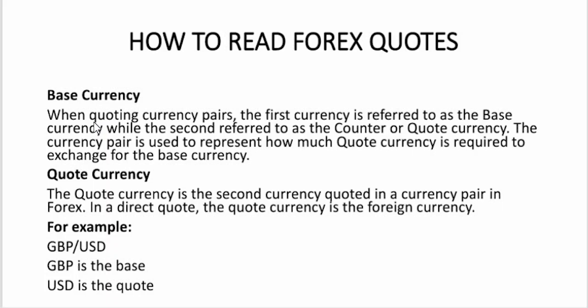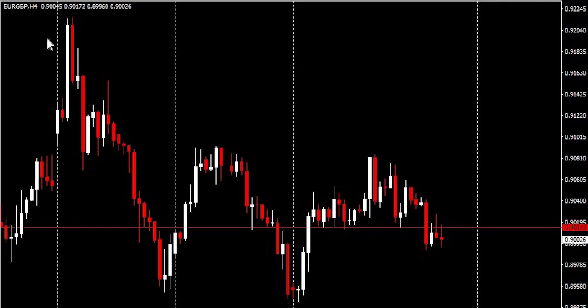How to read Forex quotes. When quoting currency pairs, the first currency is referred to as the base currency, while the second is referred to as the counter currency, or quote currency. For example, this is the Great Britain pound against the United States dollar. So the GBP is the base, while the USD is the quote or counter currency. Here we have the euro against the Great Britain pound. So the euro is the base currency, while the Great Britain pound is the counter currency.